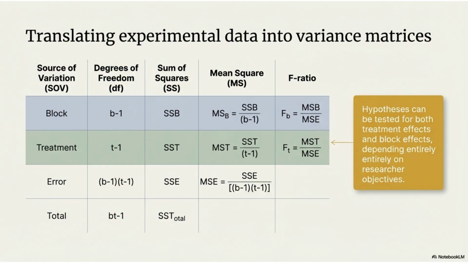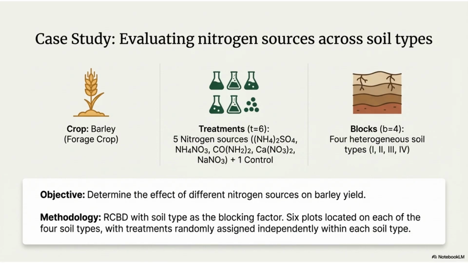Experimental data is translated into variance matrices to test hypotheses. The ANOVA table includes source of variation, degrees of freedom, sum of squares, mean square, and F ratio for blocks, treatments, and error. Let's look at a case study evaluating nitrogen sources across soil types.